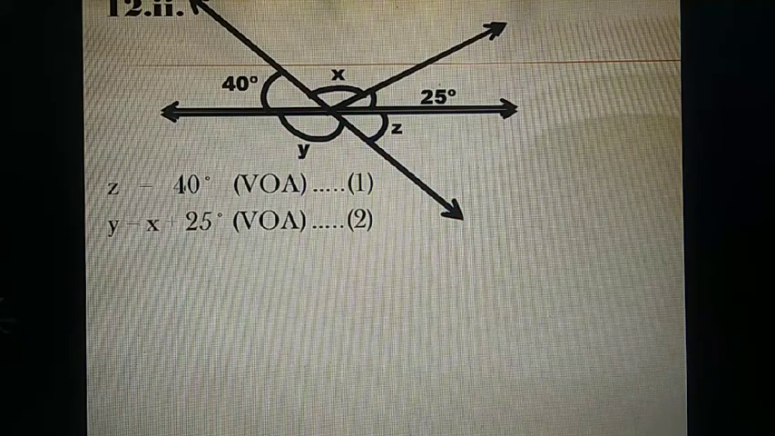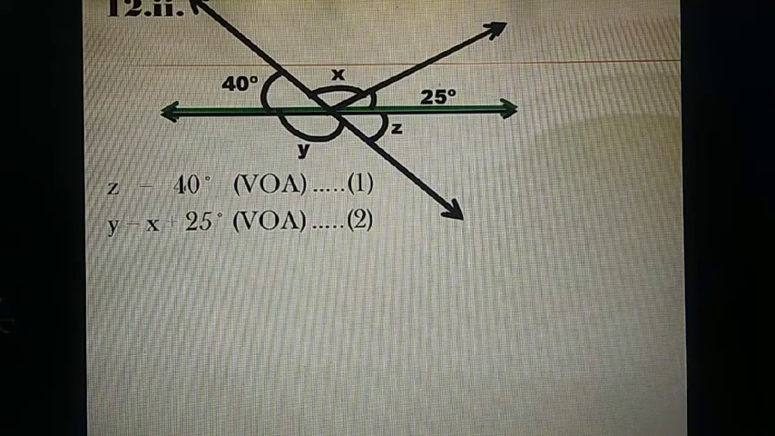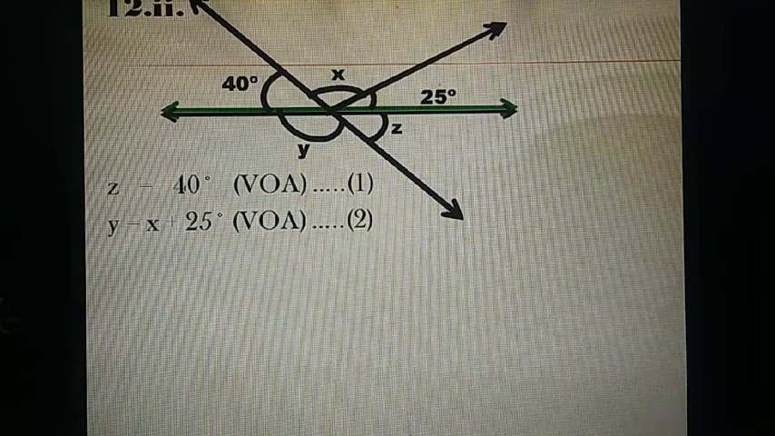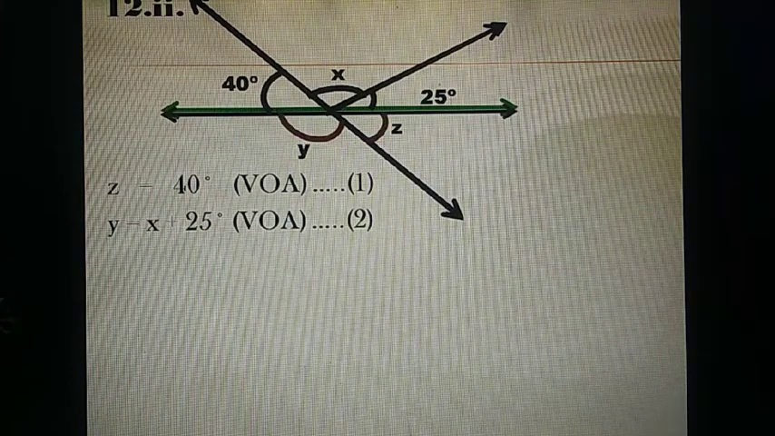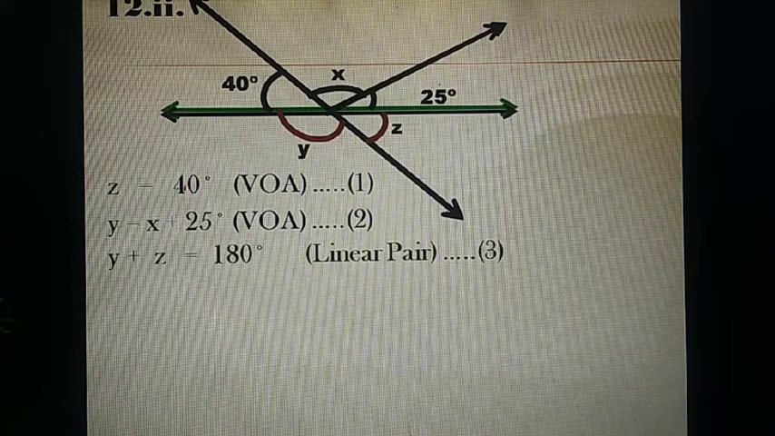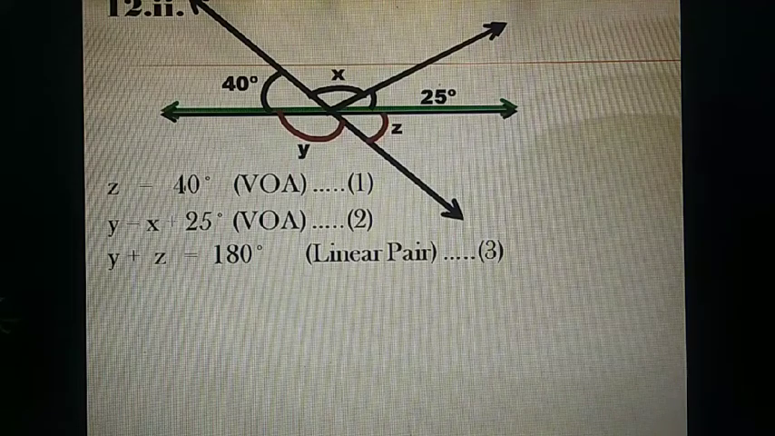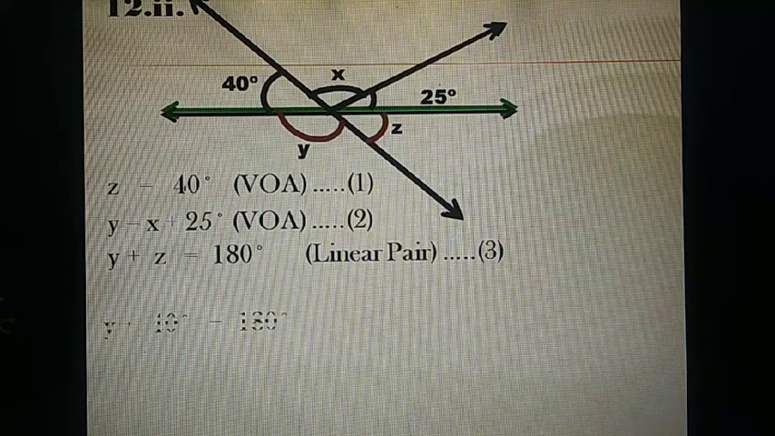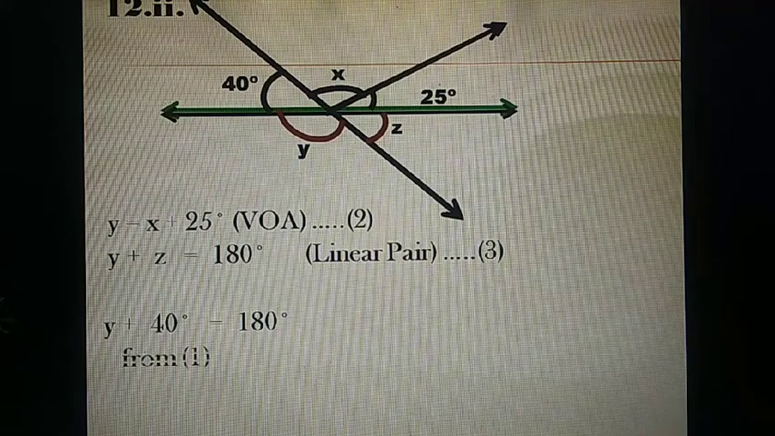Now I am tracing this line. Now here either you will use the three angles that are above the line or we will use the two angles that are below the line. So I am using only the two angles here, y and z. They are forming a linear pair, so the sum is equal to 180 degrees. Now z value is known to us. From 1 we can put z as 40.